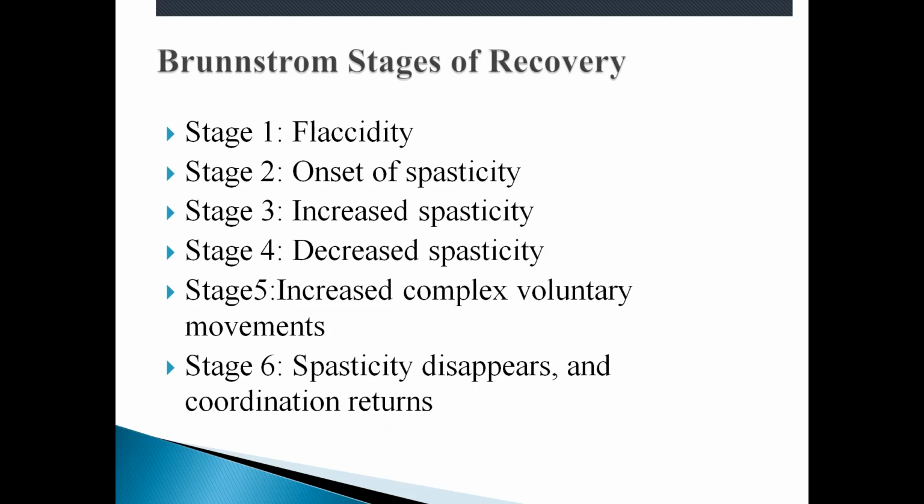Stage number 1 is plasticity. Number 2 is onset of spasticity. Stage number 3 is increased spasticity. Stage number 4 is decreased spasticity. And stage 5 is increased complex voluntary movements. Stage 6 is the spasticity disappearing stage and the return of the coordination stage.